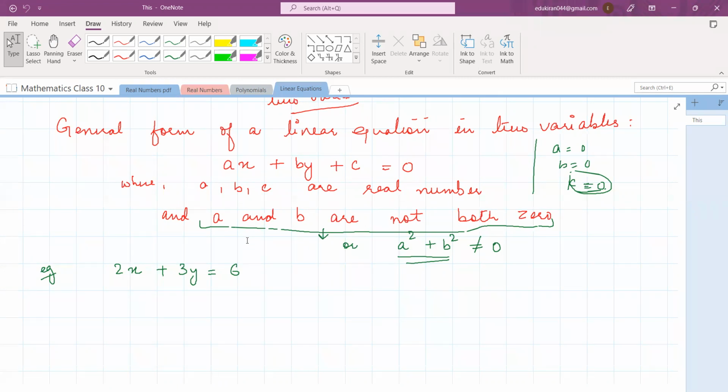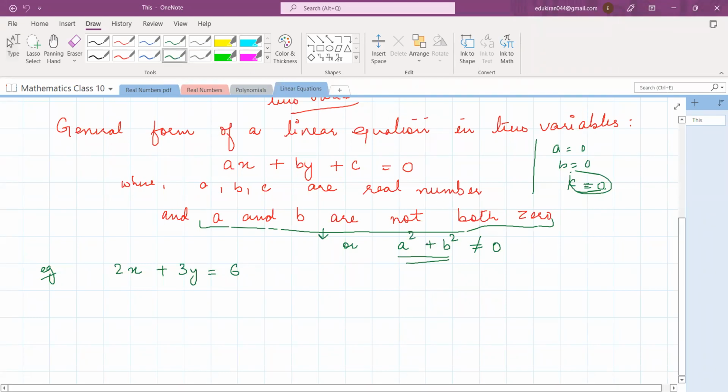Ma'am, why is it A square plus B square is not equal to 0? Because let's say A is 1 and B is equal to -1. That can be an equation, isn't it? Like x and minus x, and then plus C is equal to 0 kind of equation. So in that case, if I do A plus B, I'll get 0. Basically x will get cancelled out, understand? And again you will be left with C is equal to 0.